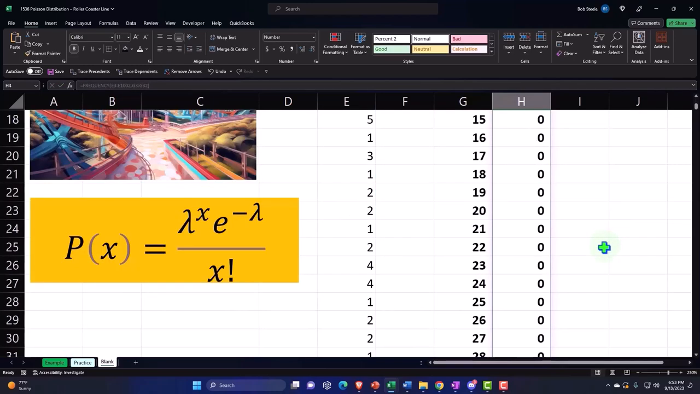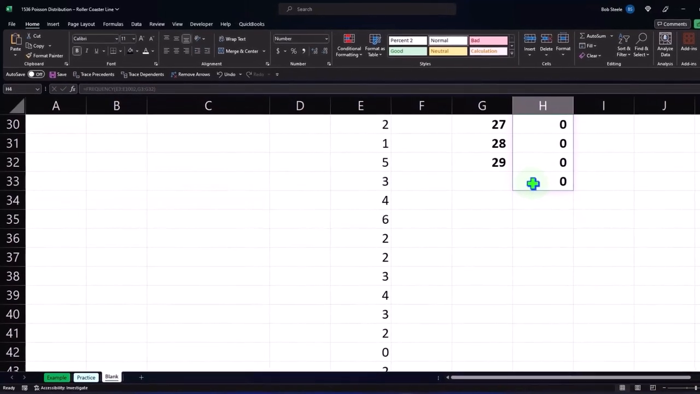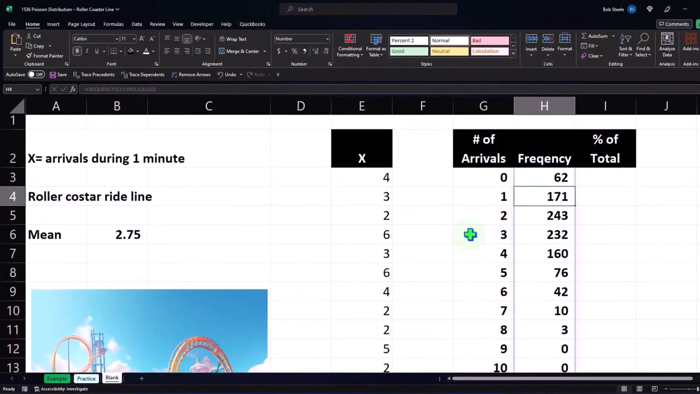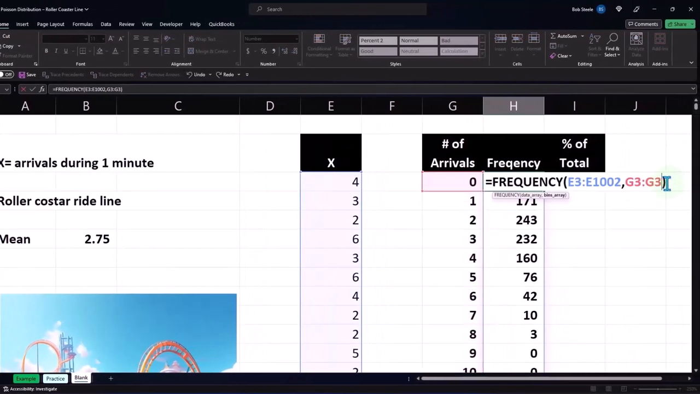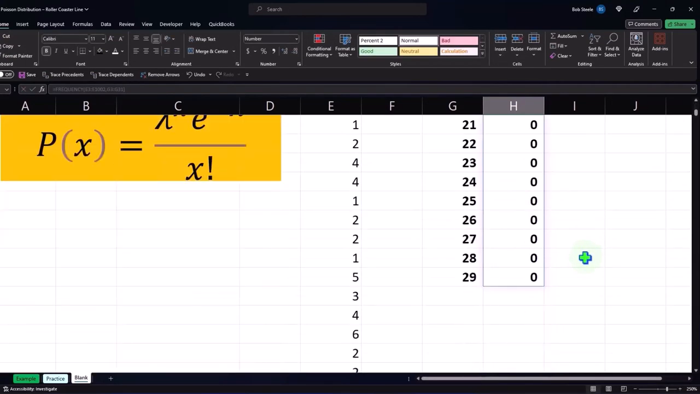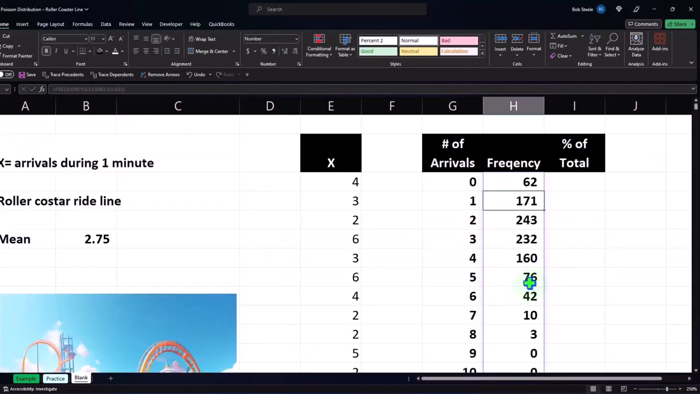So now it's spilled it down. I don't want it to go down to 33 here, so I'm just going to cut off the last bit. I'm just going to bring that to 31 and see, so now I've got it nice and even. So that looks good.